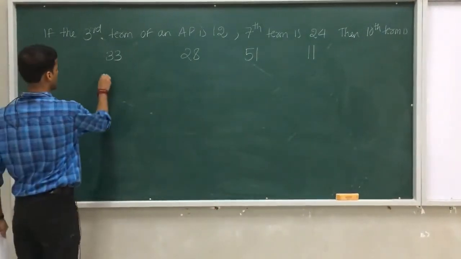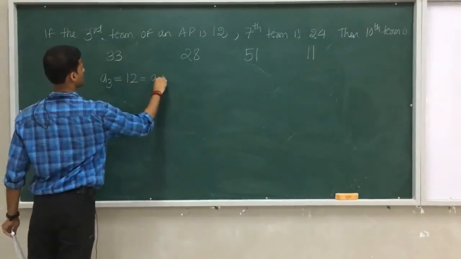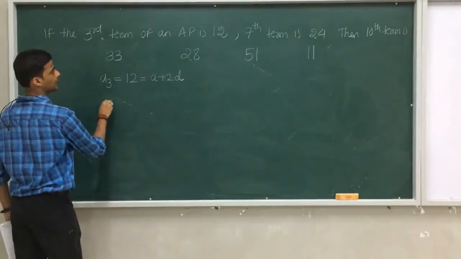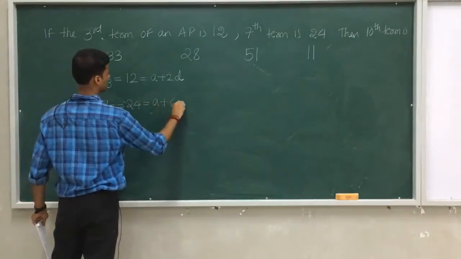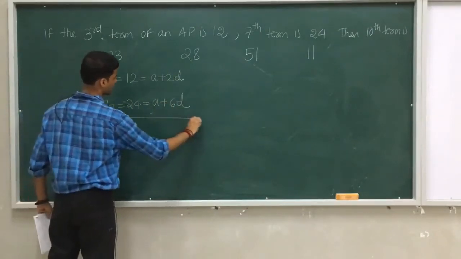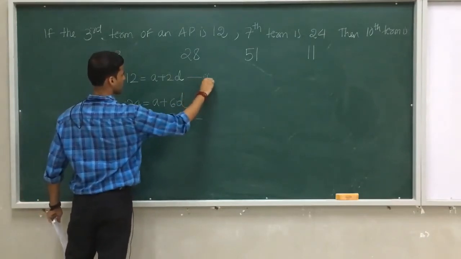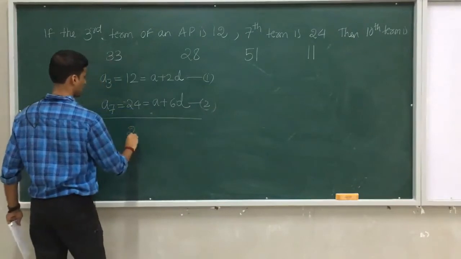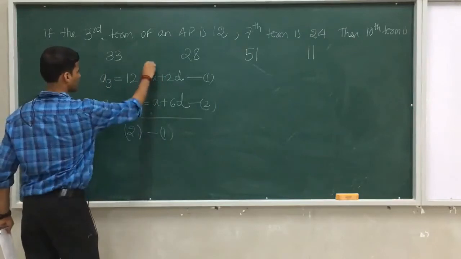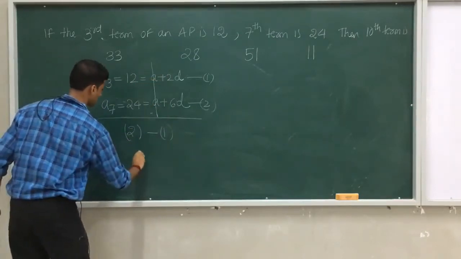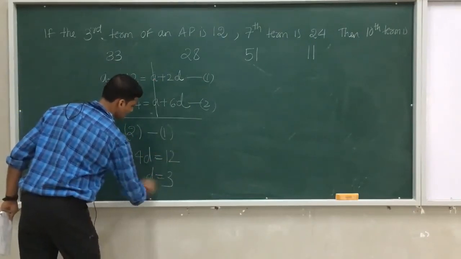So what you will do here is, A3 is 12. A3 can be written as A plus 2D. Similarly, A7 is 24. A7 can be written as A plus 6D. If you take this as 1, this as 2, if you make 2 minus 1, the A will cancel. 6D minus 2D is 4D, is equal to 24 minus 12, which is 12. With this I got a confirmation: D is 3.